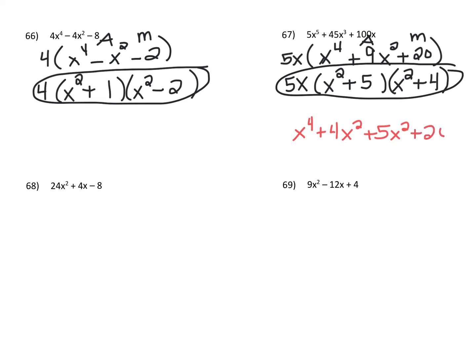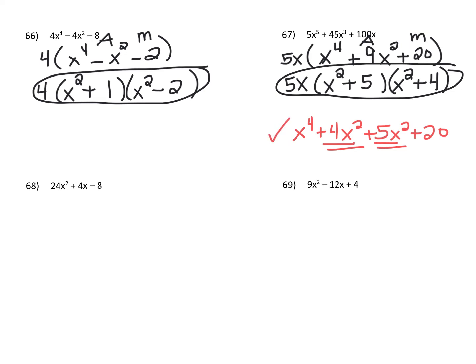And if you did combine these like terms right here, wouldn't these combine to give you that 9x squared in the middle, right? Here's the x to the 4th. These would combine to give you 9x squared, and then we have our 20. So that's really what takes care of that middle term. If you had put x's on these, then 5x times 4x would be 20x squared, and we don't want that. We want this to be 20. Okay, so this right here checks out.